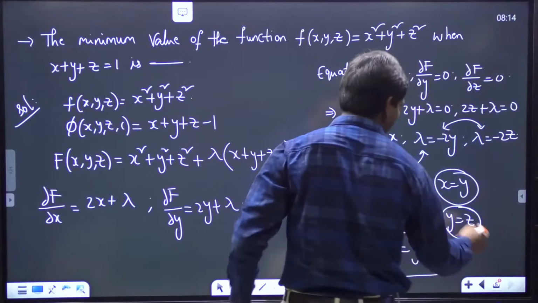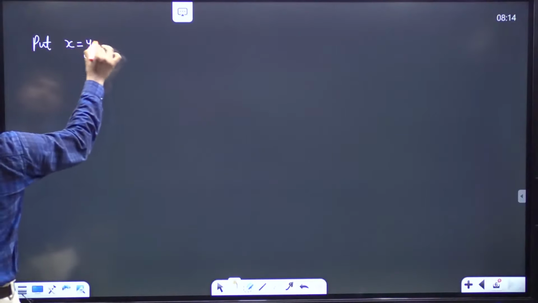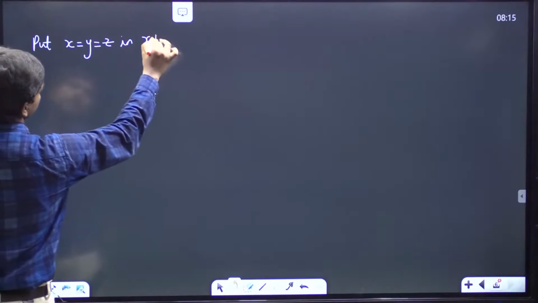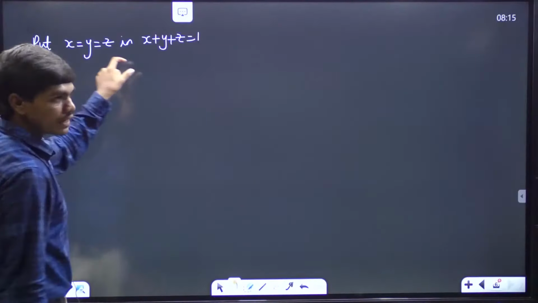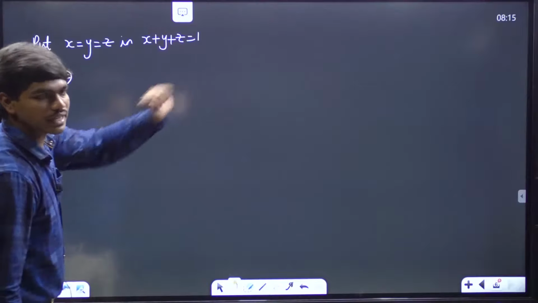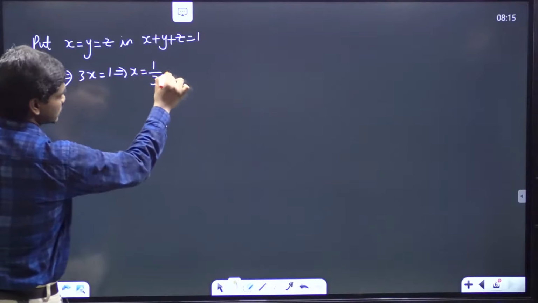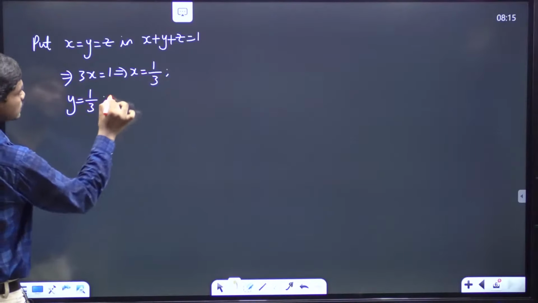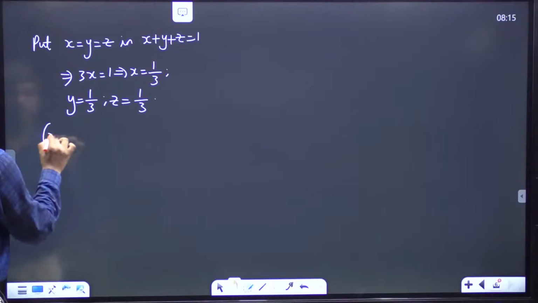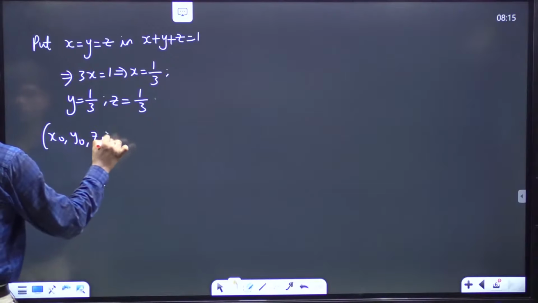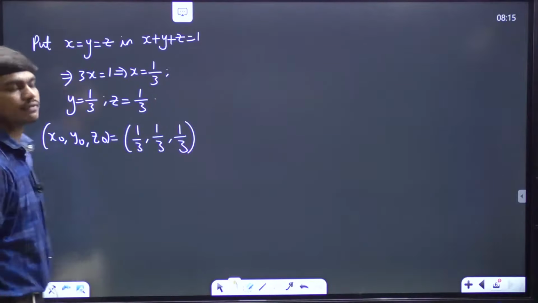So now if x is equal to y is equal to z, put this in the constraint equation, which means x plus y plus z is equal to 1. So see here, if x is equal to y is equal to z, if I replace y with x and also z with x, I can have 3x is equal to 1. So this implies x is equal to 1 by 3. If this is the case, what about y? Since x, y, z all are the same, y is equal to 1 by 3 and z also is equal to 1 by 3. Correct? So which means x naught, y naught, z naught is equal to 1 by 3, 1 by 3, 1 by 3, which is the point where this function has minimum.